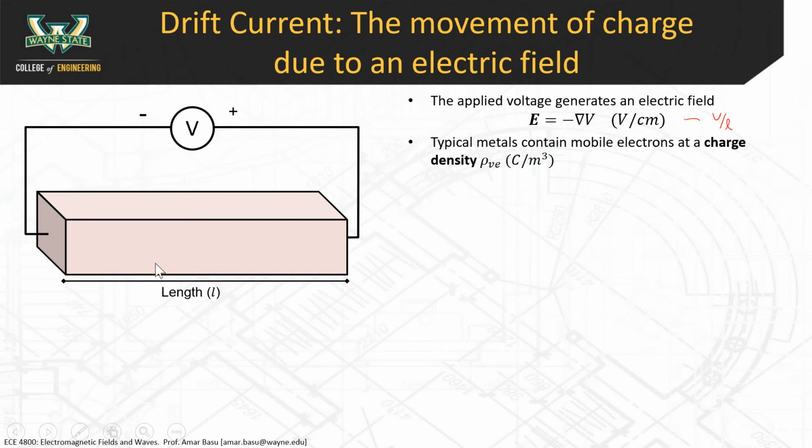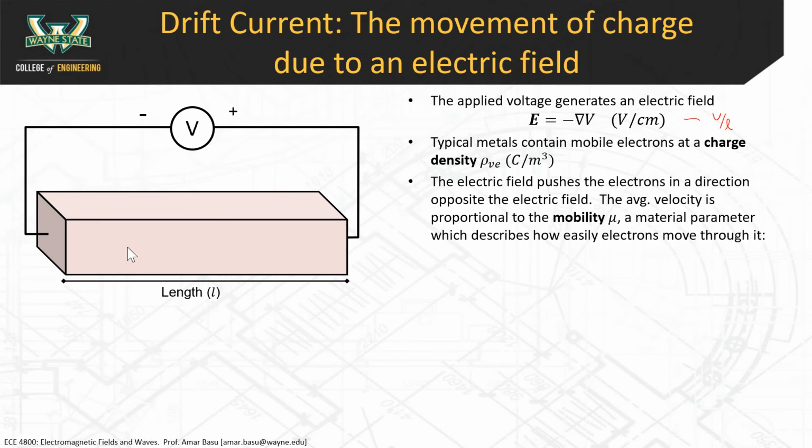So what happens is when you place a voltage on there, these typical metals contain electrons, and they contain electrons at some charge density. The units are given in coulombs per meter cubed. Very conductive metals will have a high charge density, and less conductive metals will have a lower charge density.